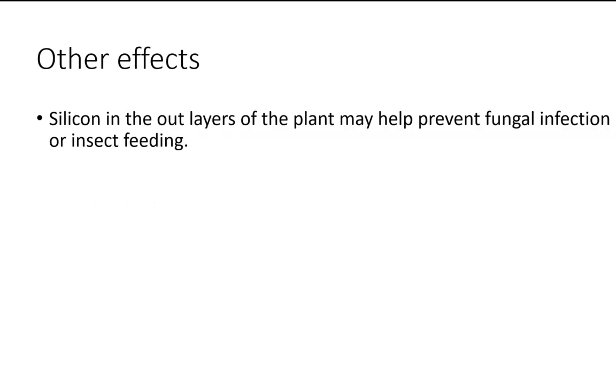There are other effects that silicon has. Silicon in the outer layer of the plant may help prevent fungal infection or insect feeding. If you've got a lot of silicon on the outside, the plant becomes very abrasive and very difficult to eat. Think of the thick layer like a sheet of glass on the outside of the plant. It helps prevent fungal infection because there are no enzymes that can penetrate through silicon.